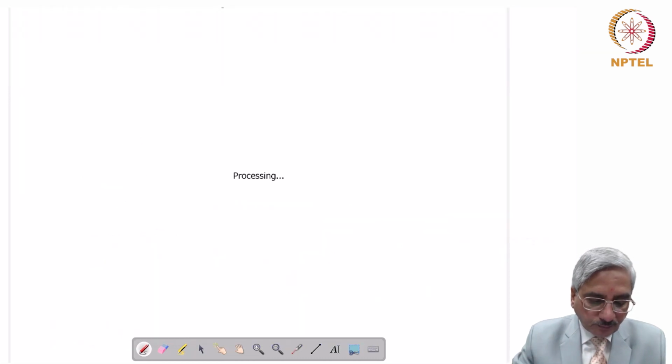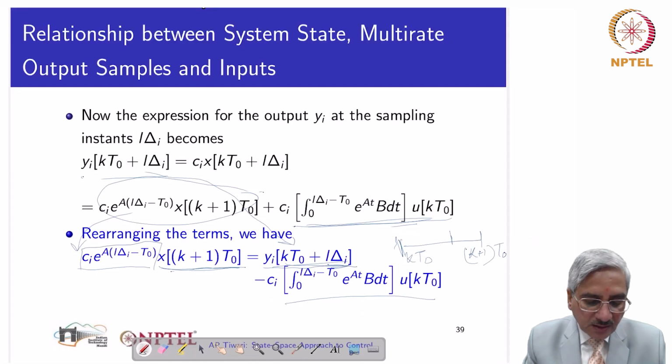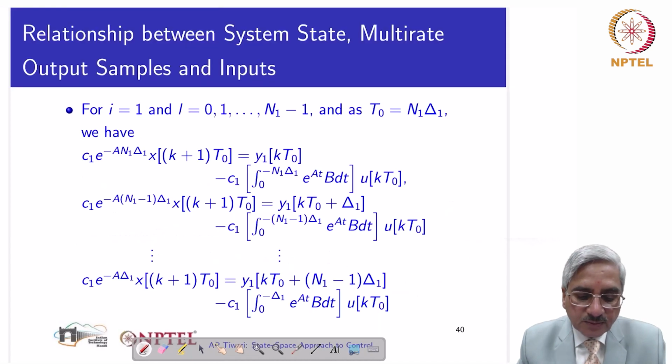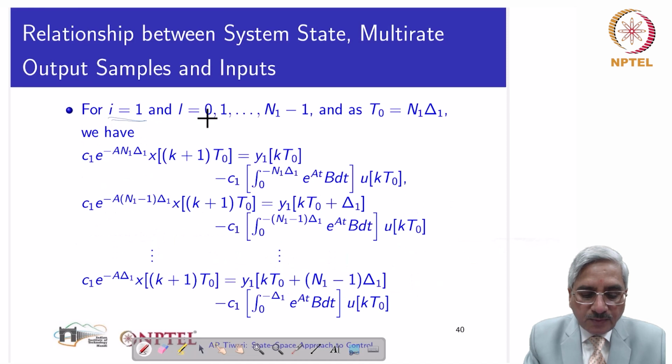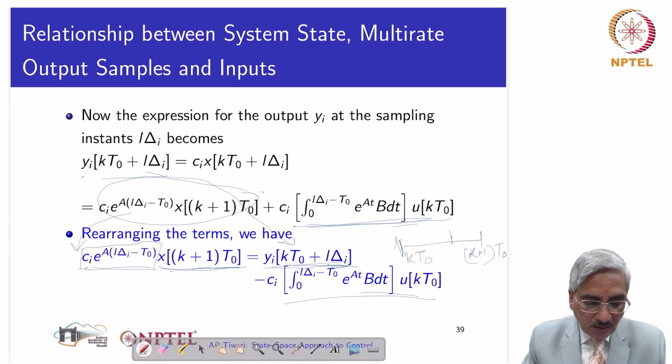Now what we do, we obtain such expressions and we write explicitly for each of the outputs. So let me go back. This was C_i like this, the ith output. So we write now a similar expression for i equal to 1 and of course for various L. So we get C1 e^(-n1 delta 1). Now let us see how this comes. See, this was, if I put i equal to 1, it will become C1 e^(a(L delta I minus T0)). And T0 is how much? T0 is N_i times delta I.